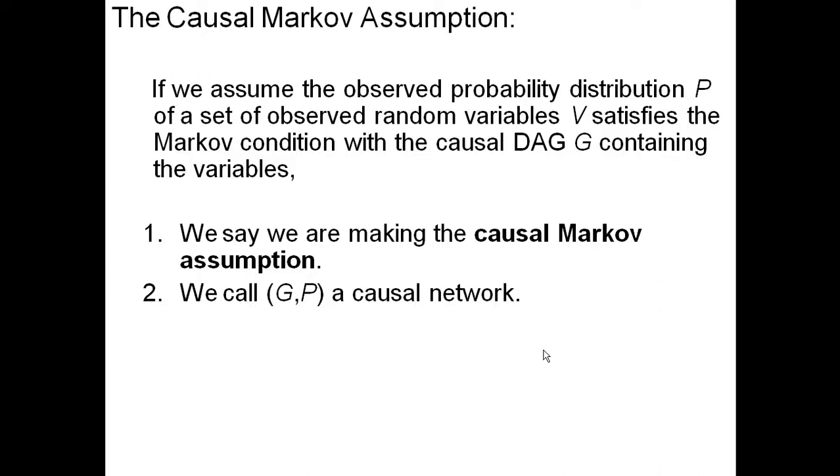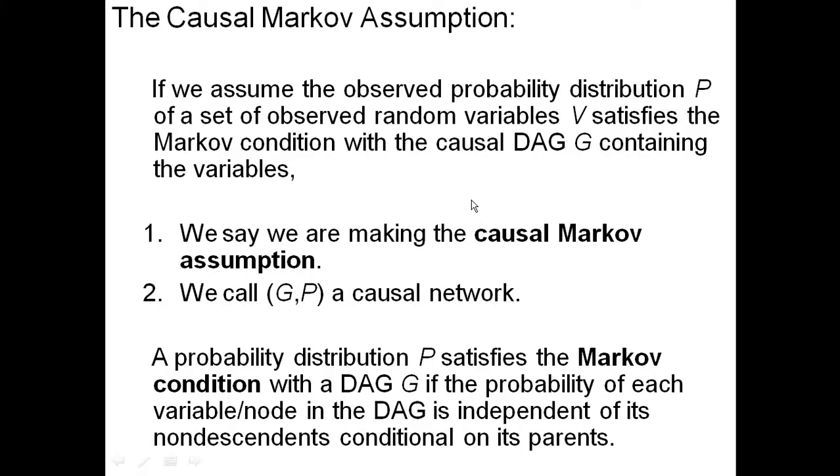Here's the causal Markov assumption. If we assume the probability distribution of a set of observed variables satisfies the Markov condition with the causal DAG, we say we're making the causal Markov assumption. Again, we know what the Markov assumption is. It's the same assumption we said before about a probability distribution and the DAG. If we assume that this is true for the causal variables we are observing, we say we are making the causal Markov assumption.